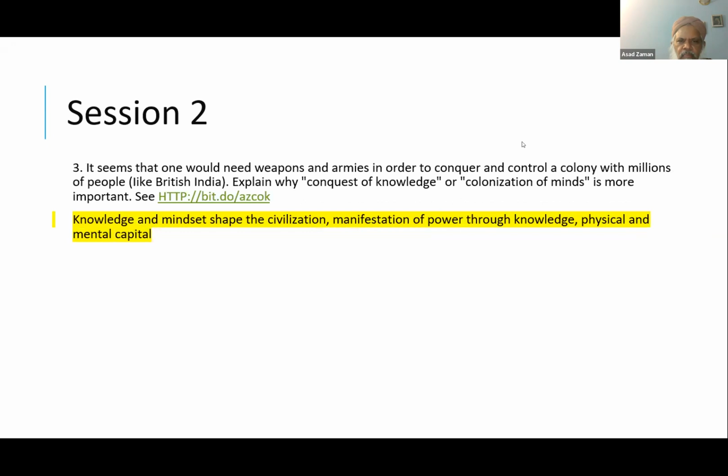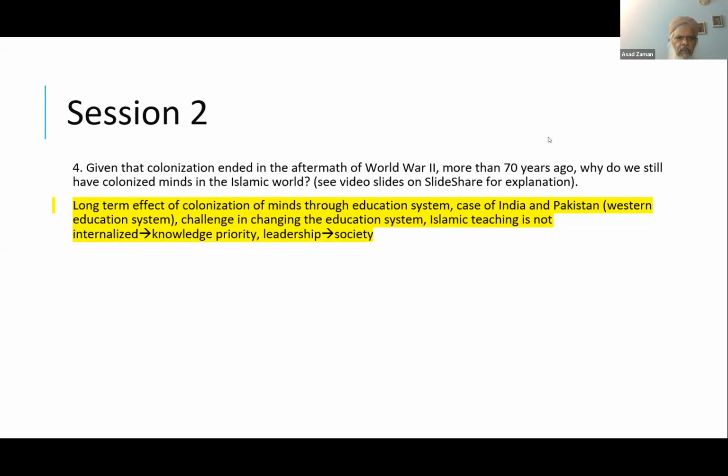And the third section is about why the conquest of knowledge and colonization of the mind is more important, because knowledge and mindsets build the civilization, and the manifestation of power can actually be shaped through knowledge. So we think that this is more important than weapons and armies. Even though weapons and armies control the physical things, the mental, the mindset, is more important, because they set the civilization. Okay, good.